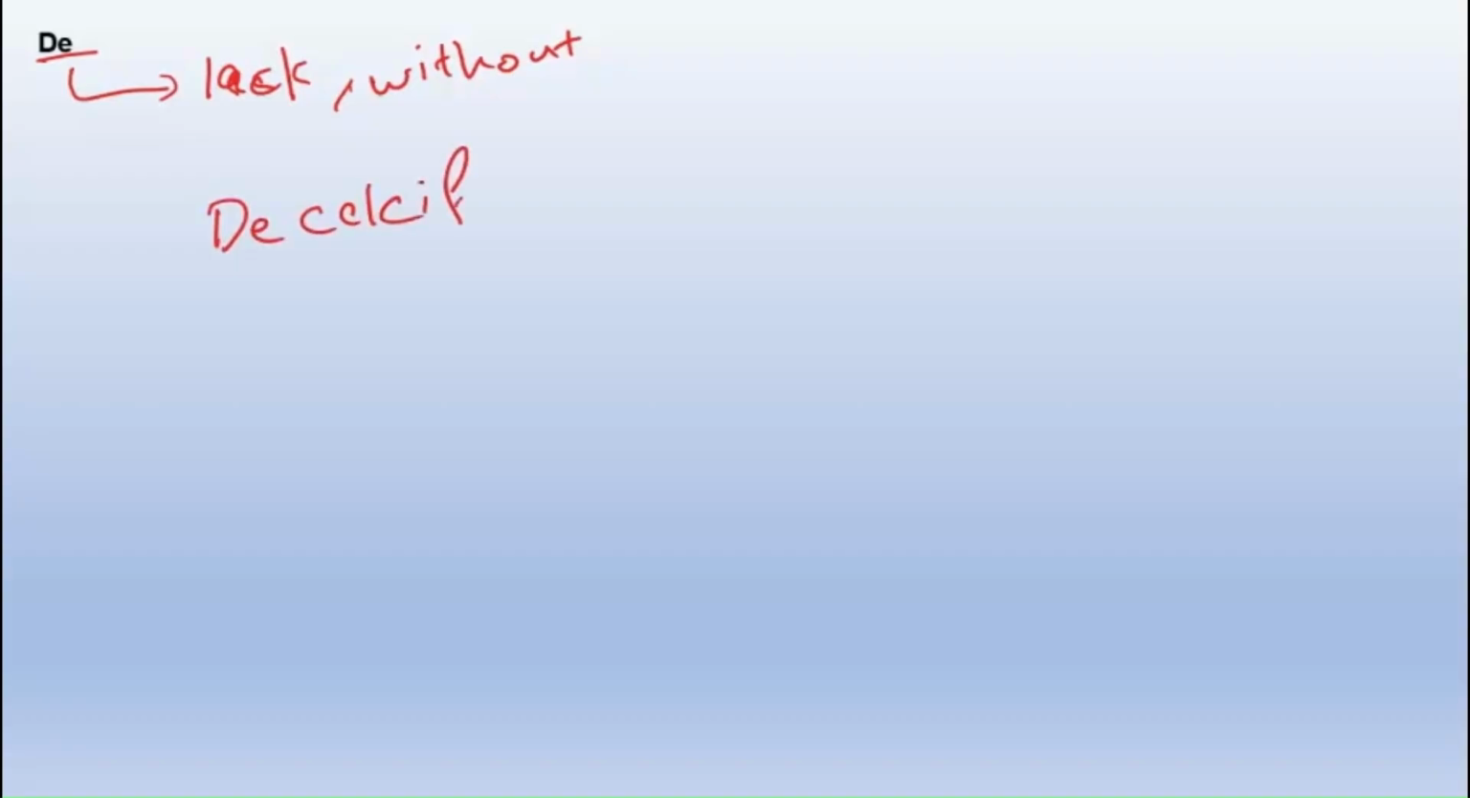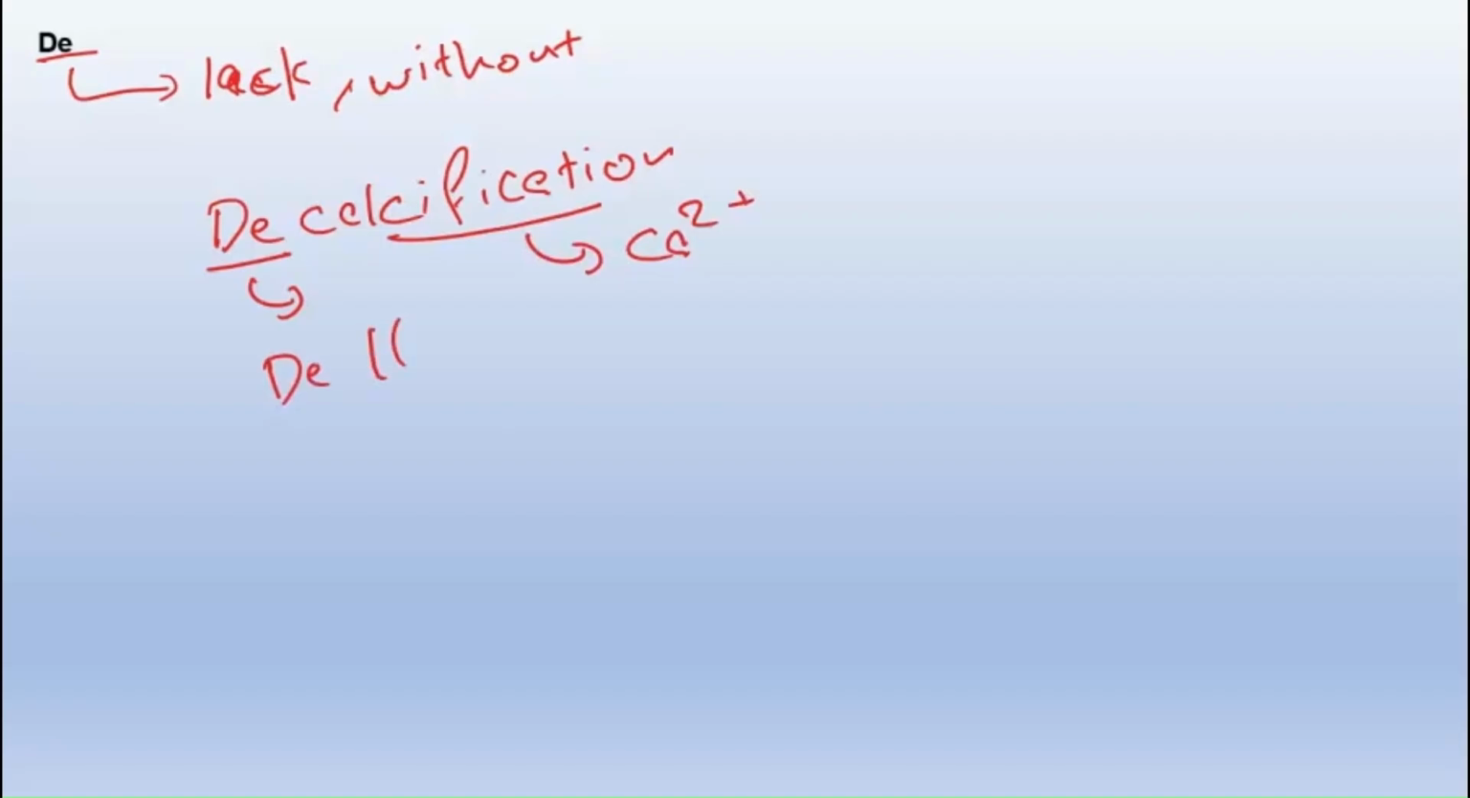So let's start with the first prefix we're going to see, and this is the prefix called DE. So what does DE mean? DE means lacking, to lack, or it means without. So without or lacking what? For instance, decalcification. So lacking what? Calcification, calcium. So it's lacking calcium. Dehydration, for instance. So what's it lacking? It's lacking hydration, which is lacking water.